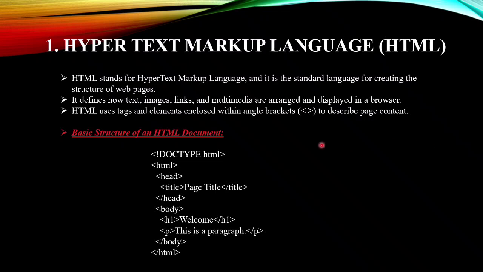HTML uses tags and elements enclosed within brackets. What we have to write in the web pages, we will write in these brackets to describe the page content. The page content will be written in these brackets using the tags. We will see them now. The basic structure of an HTML document is here. This is how a basic structure of an HTML document looks like.